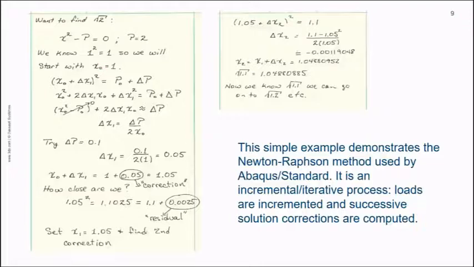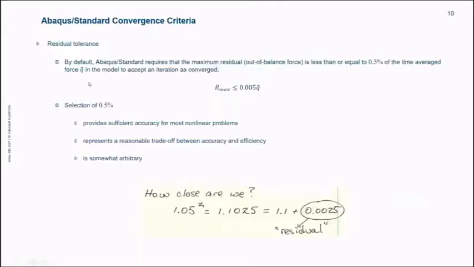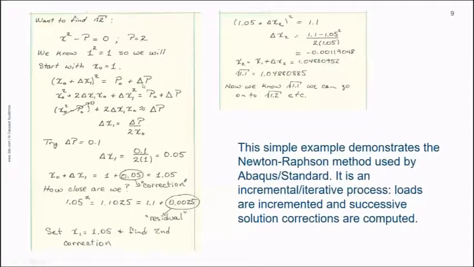Now, we have to come up with some method to get to the square root of 2, and we don't want to cheat and use our calculator or look this up in a book. So we're going to do an increment to the known solution. We'll call that delta x1, and we're going to do an increment of load. We'll call that delta p. Of course, x0 and p0 are both 1 in this example, but I'm writing it this way on purpose so you can see the analogy to what Abaqus is doing.